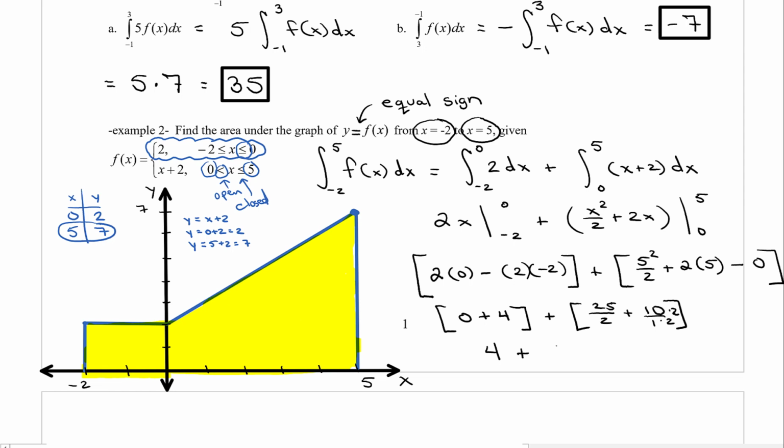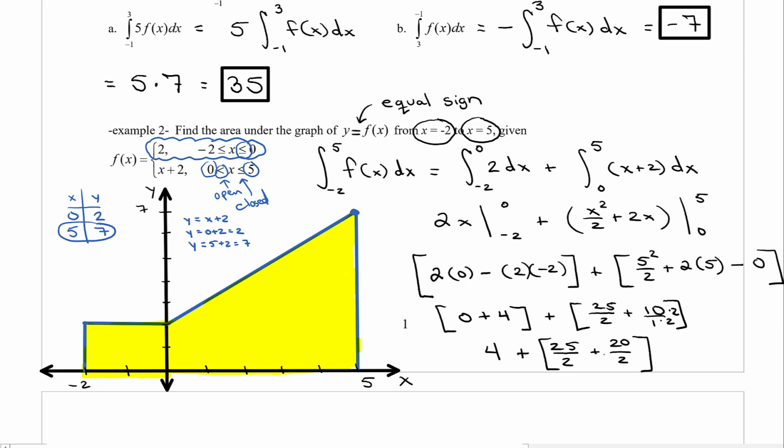And for our next line, we're going to have 4 plus, open up a square bracket, 25 halves plus 20 halves. And I can add those two now because I have a common denominator there. So 25 halves plus 20 halves is going to give me 45 halves.